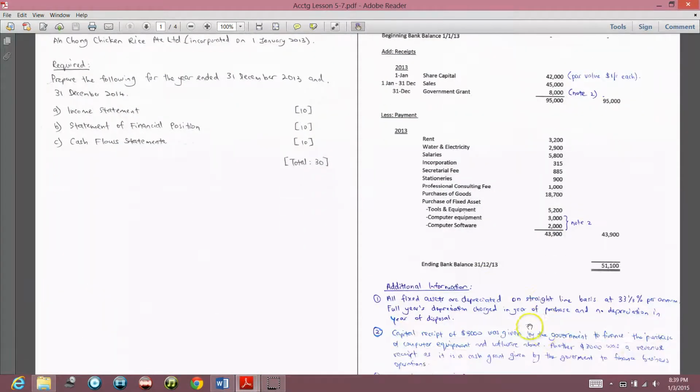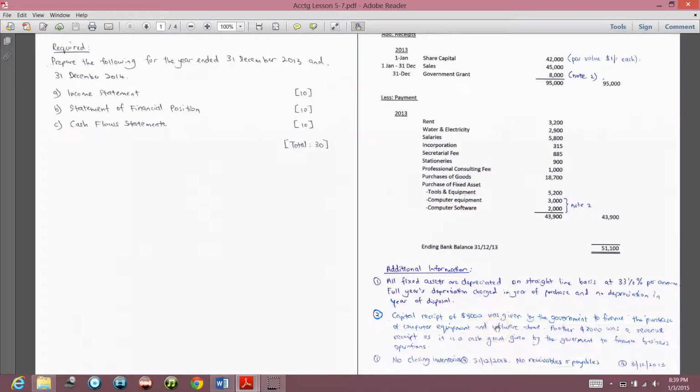Now you see, all fixed assets are depreciated on a straight line basis. Tools and equipment is 5,002 at 33% per annum. A full year's depreciation is charged in the year of purchase and no depreciation in the year of disposal. This one is government grant, note 2. A capital receipt of 5,000 was given by the government to finance the purchase of computer equipment and computer software. Another 3,000 was a revenue receipt, as the cash grant was given by the government to finance business operation.